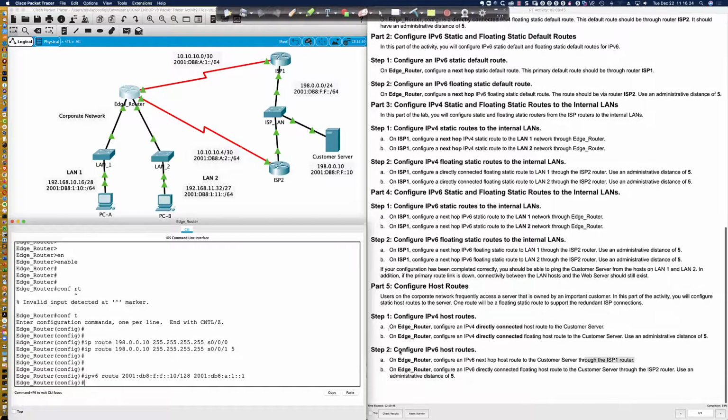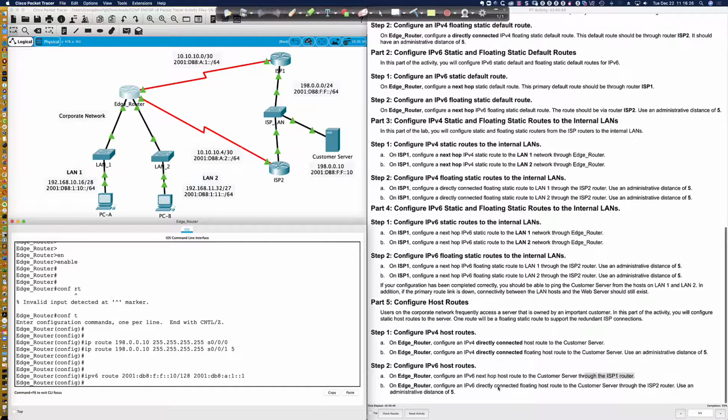And so now let me come down here and look, because this is where direct. Oh, okay. So you see they switch it up here. They wanted the primary through the ISP1 router to be a next hop static route. In other words, a recursive static route, which we know is the name to describe it and not what's really taking place behind the scenes every time packets are routed using that route. We're going to configure a directly connected floating host route.